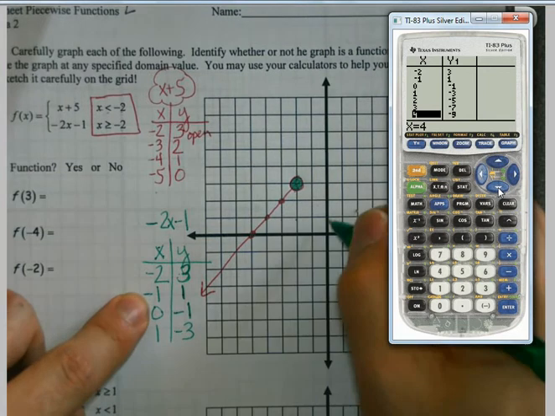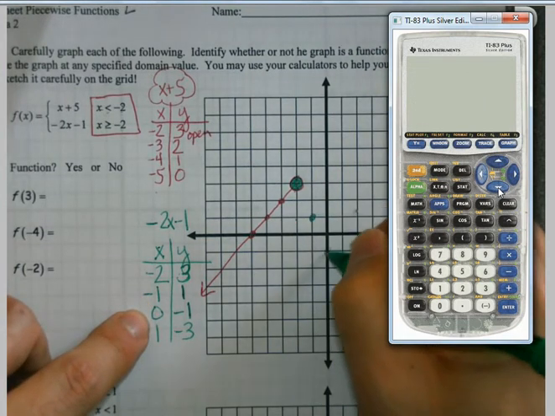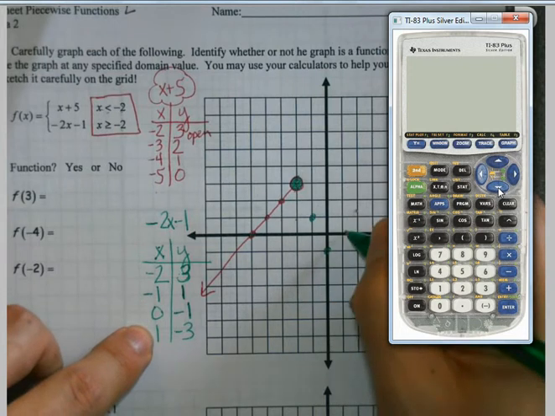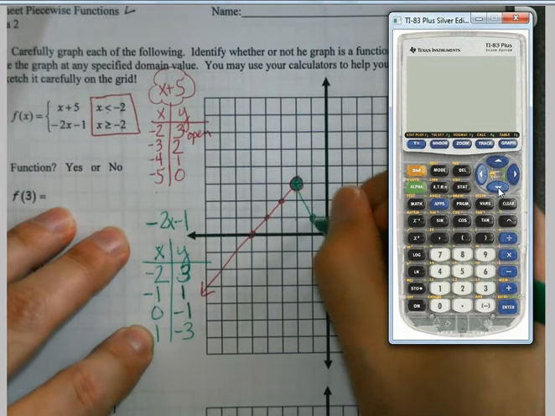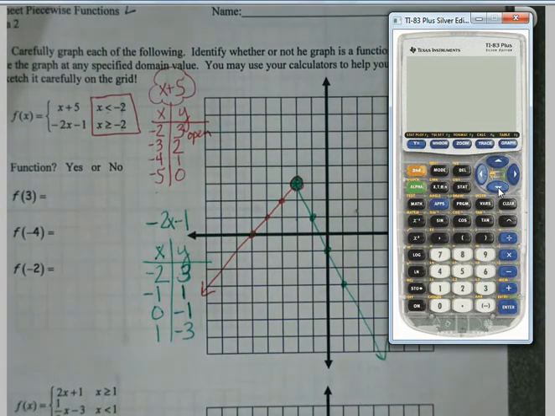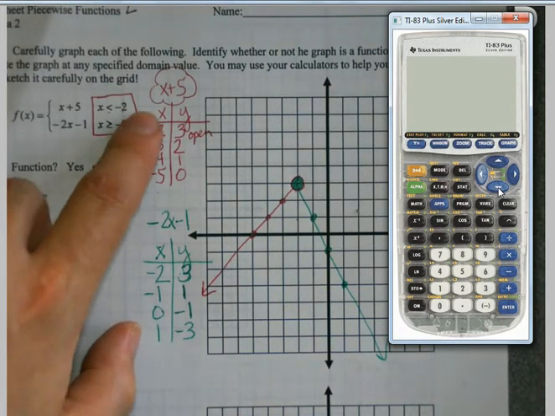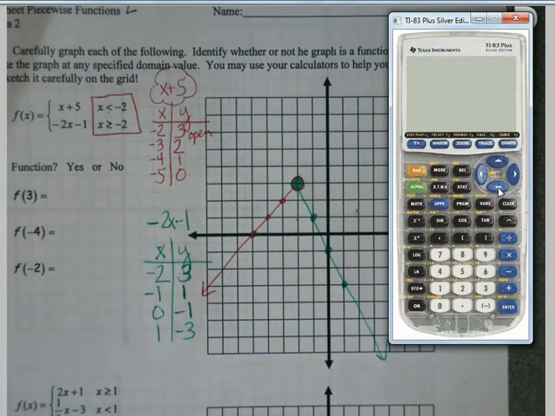And now I'm going to plot my other points. So negative 1, 1, 0, negative 1, and 1, negative 3. And connect the dots. So as far as graphing it goes, that's it. But again, the key here is just realizing my graph starts at this number. And again, going to a chart helps me organize, and I don't have to think about where do I erase, where do I don't, and how is it working.